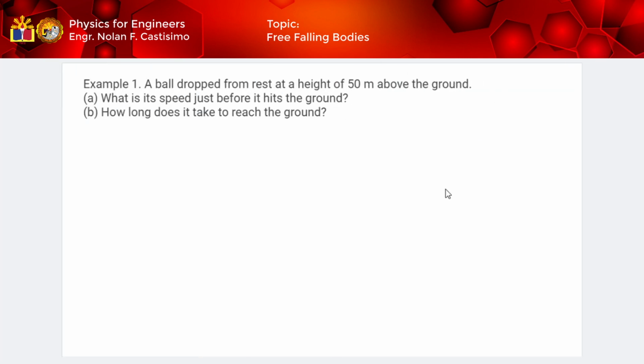Example number 1. A ball is dropped from rest at a height of 50 meters above the ground. Letter A, what is its speed just before it hits the ground? And letter B, how long does it take to reach the ground? Okay, so before that, we have to draw first the figure, no? Parang analyze natin siya graphically. So, pag nag-solve tayo, mas maganda kung drino-draw natin siya.